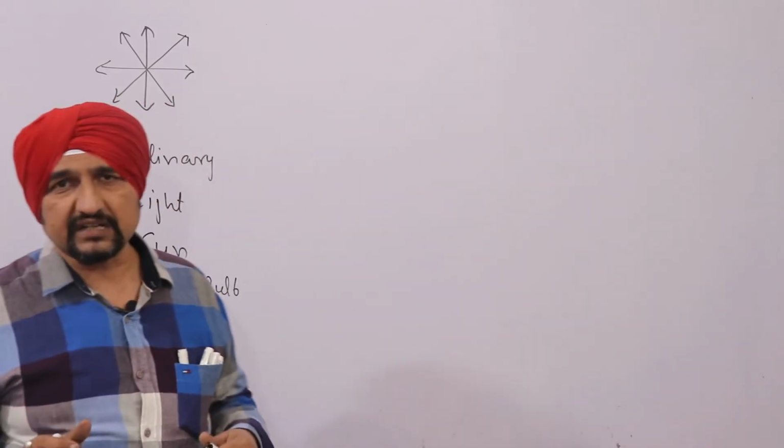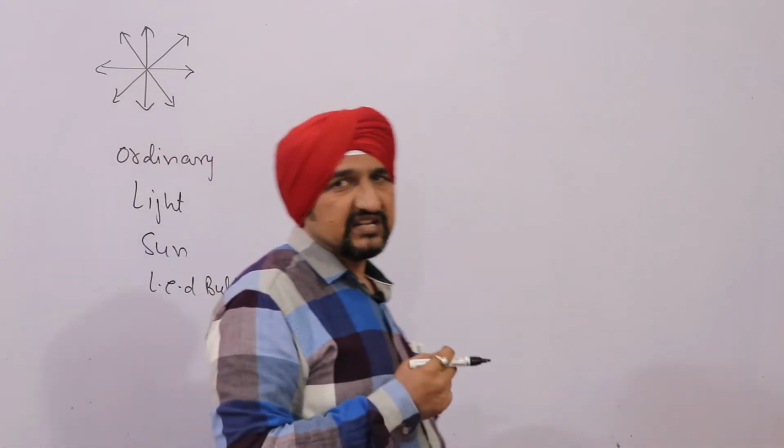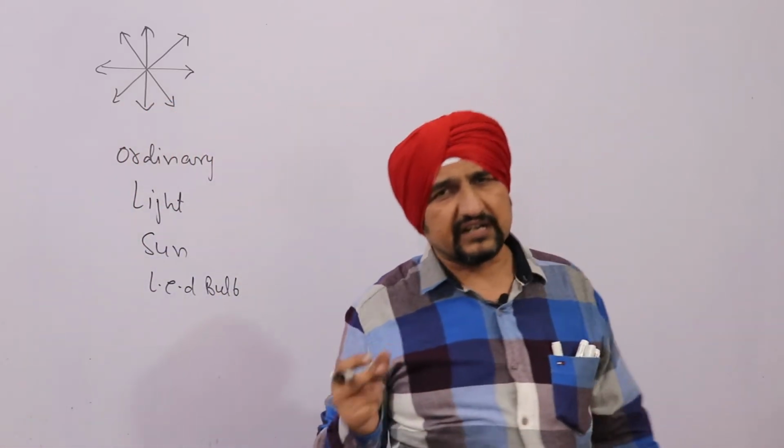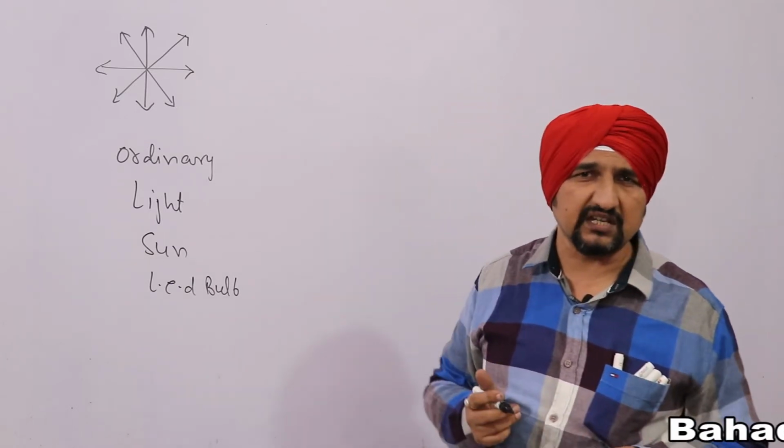If the solution rotates the plane polarized light in clockwise direction, then it will be dextrorotatory, and if the solution rotates the plane polarized light in anti-clockwise direction, then it will be levorotatory.